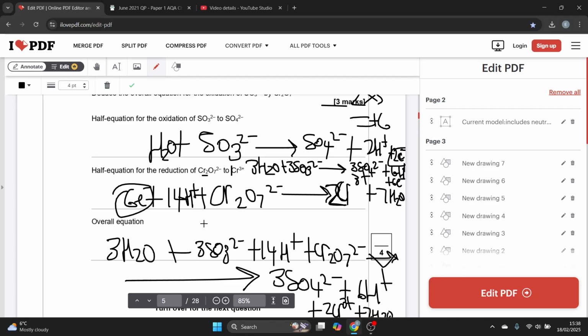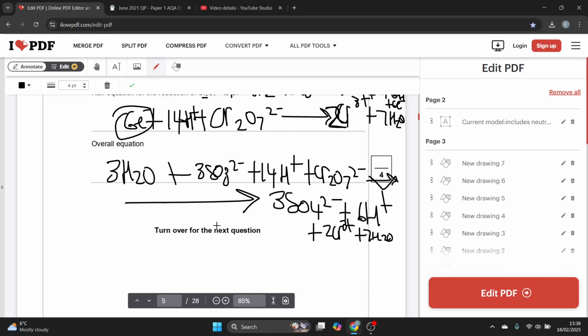Times 3. Oh my days, I made that same mistake again. It's so easy to make as well. Is everything balanced? Well, I can't divide by 3 because I've got 14. But what I can do is, does anything appear on both sides? Yes, it does. What is it? The 14H pluses and the 3H2Os. And that's why I was like, why are there so many reactants and products? These cancel out. So that goes and that goes.